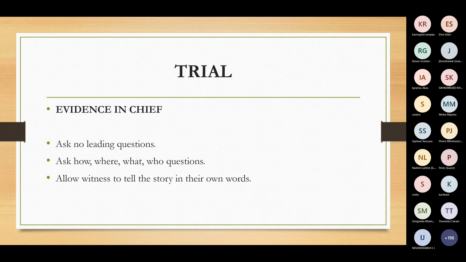And where you see that the prosecutor is not allowing the witness to tell the story in their own way, you are going to jump in. You interfere and you say, excuse me, your worship, the witness is not being allowed to tell the story in their own way. Can my colleague, the prosecutor, allow the witness to tell us what has happened? So you can disrupt when you see that they are putting words in the mouth of the witness. Clear, ladies and gentlemen, right? The train is moving. Thank you.